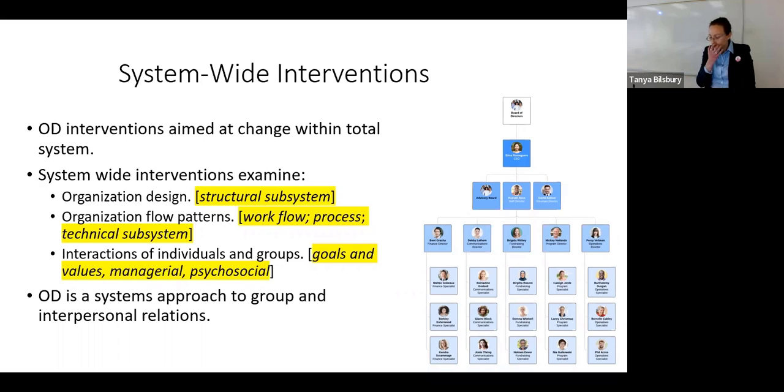And OD focuses on relationships, and sometimes even a little too much. Like sometimes we don't focus enough on the technical subsystem. But we do that because fundamentally organizations are made of people, and everything happens through relationships and reflects relationships.